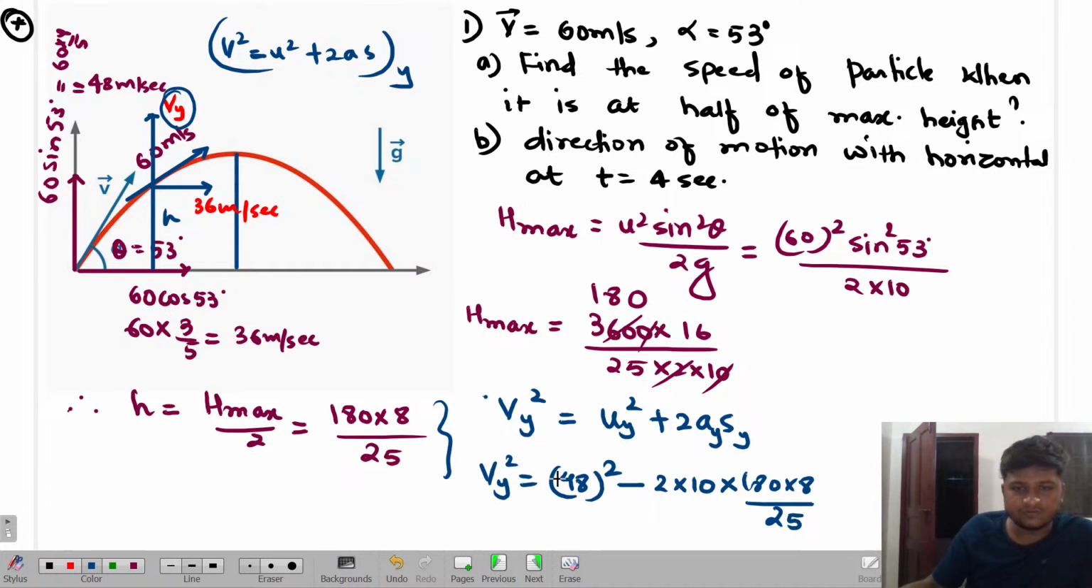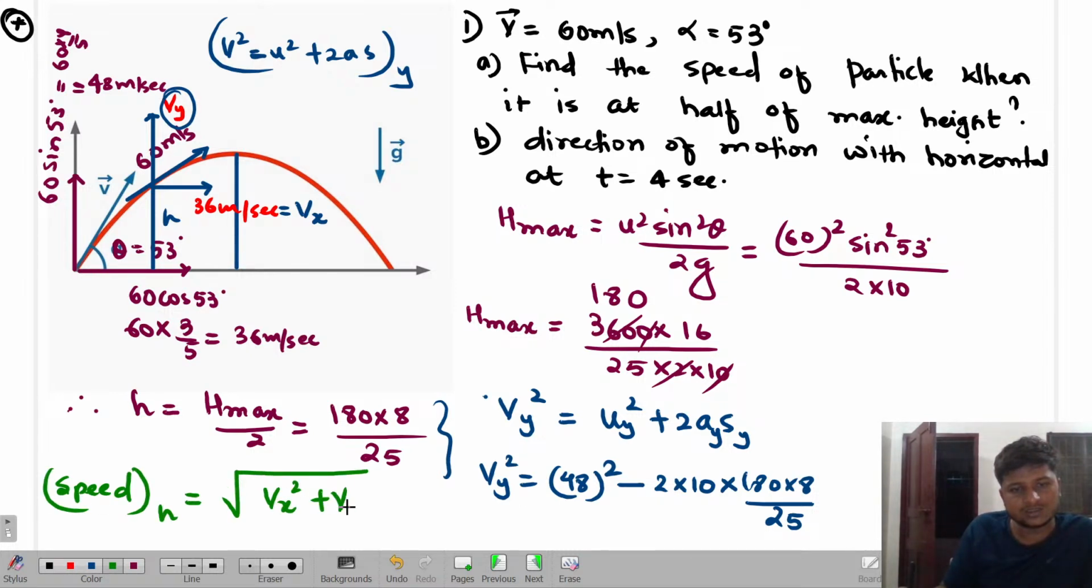So it is your task to find this whole value Vy, word or not? Got it? Now when I know my Vy and I know my Vx, speed at this height is what? Simple. Speed at height h is nothing but root under Vx square plus Vy square. So it's your task to find this, word or not? Is it clear, guys?